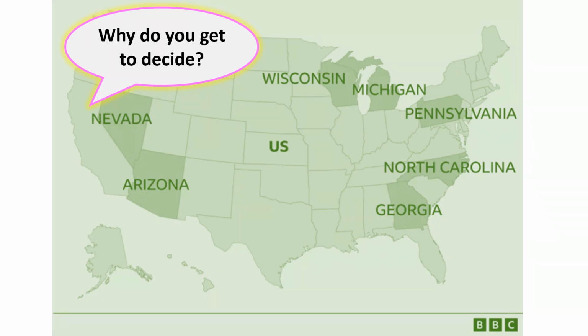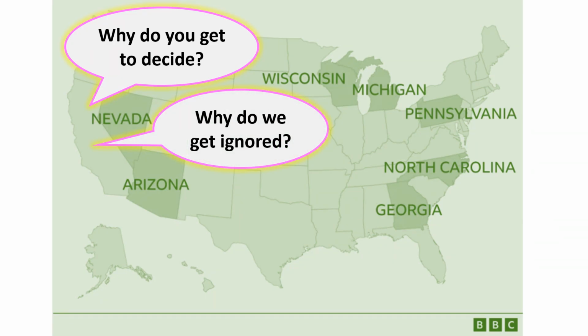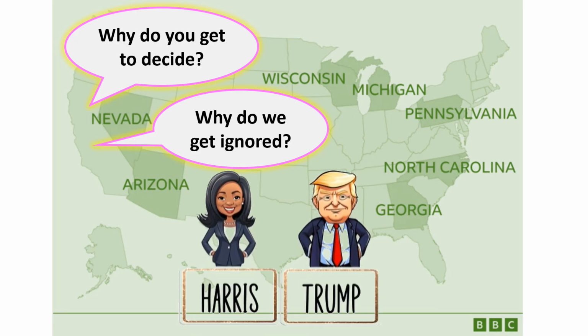Why do you get all the attention of the candidates? Why do we get ignored? And that's a good question from California. We do ignore California. Everyone knows California's going to vote for the Democrat. We ignore it. There's no media attention. There's no political attention. Everyone cares about the swing states. All the money is spent in the swing states. All the focus is on the swing states. It is all that we talk about. And poor California gets neglected.